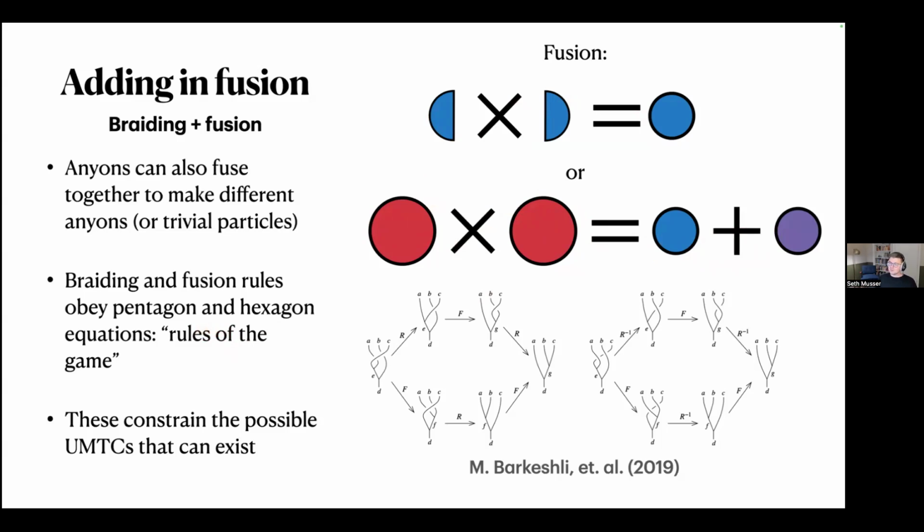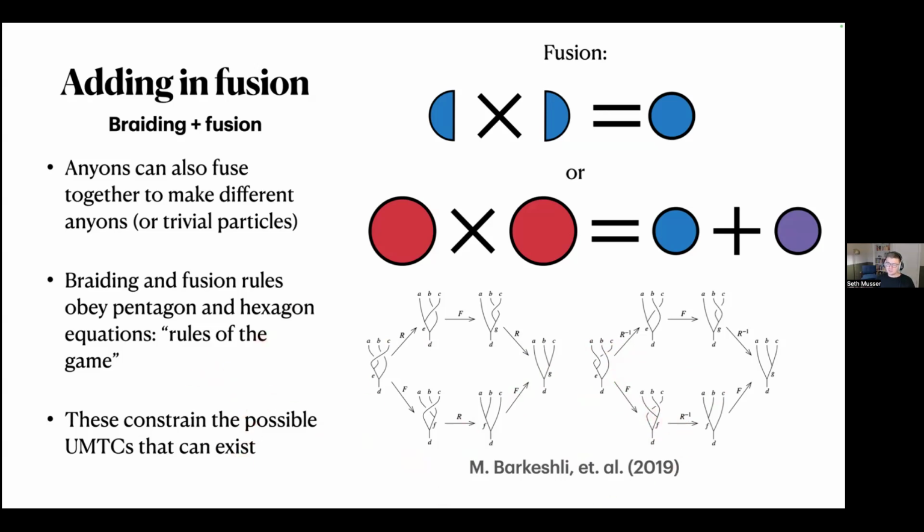And there are some rules that any UMTC must obey for braiding and fusion to obey some reasonable axioms. So these are the rules of the game. They're the pentagon and hexagon equations. I'm just reproducing some from the G-crossed tensor category paper that Mason and collaborators wrote. There are other works that do this, but the intro to this paper was helpful for my understanding.